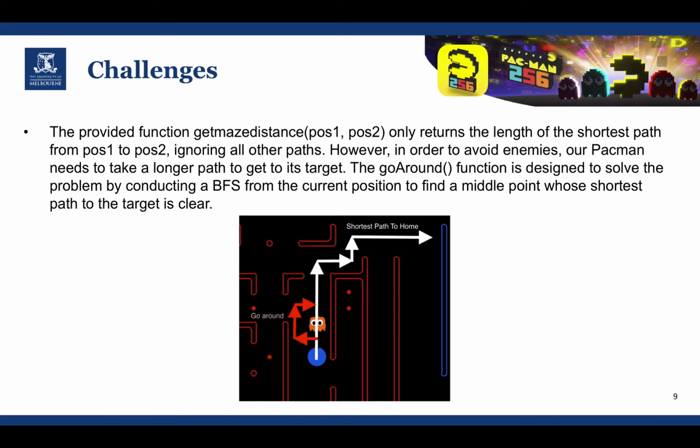We encountered several challenges during the implementation of this project. The first is that the provided function getMazeDistance only returns the length of the shortest path from the first position to the second, ignoring all other paths. However, in order to avoid enemies, our Pac-Man sometimes needs to take longer paths to get to its target. So we designed a go-around function to solve this problem by conducting a breadth-first search from the current position to find a middle point whose shortest path to the target is clear of ghosts.